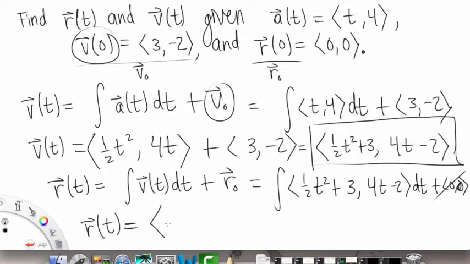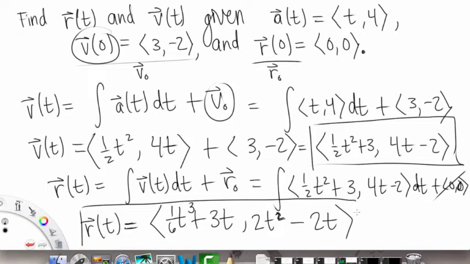Anyway, when we integrate, what we get is a t to the third, and then a 1/6 in front, plus a 3t, and then we're going to have a t squared, so that means we have to have a 2 on the bottom, so 4 over 2 is going to be a 2, and then minus 2t. Okay, so this is our position vector, and again, our initial condition for that was that r at time equals 0 equals <0, 0>. So that didn't really add any constants in there. Okay, so that's it for both parts, and now on to the next question.